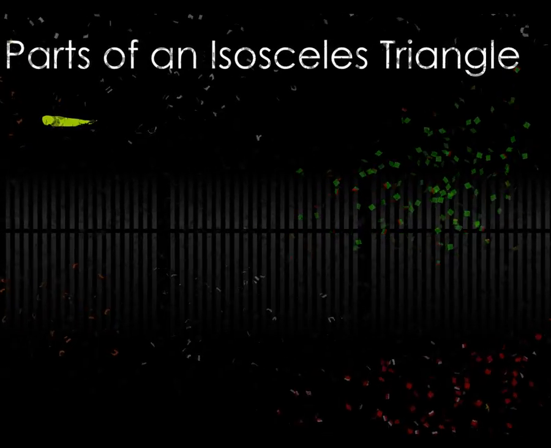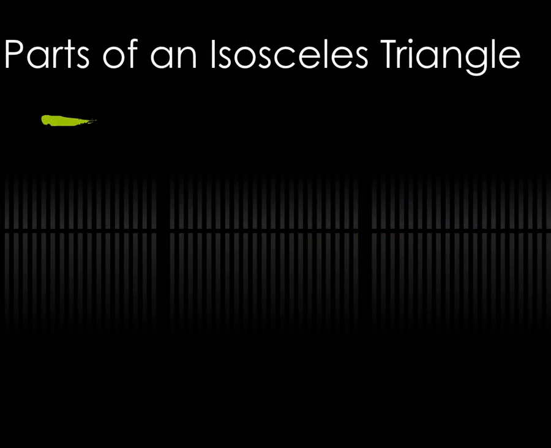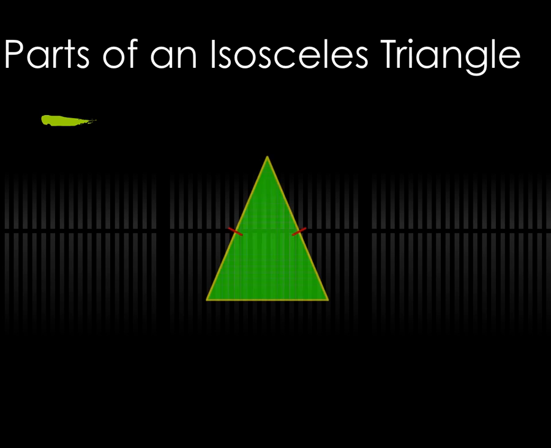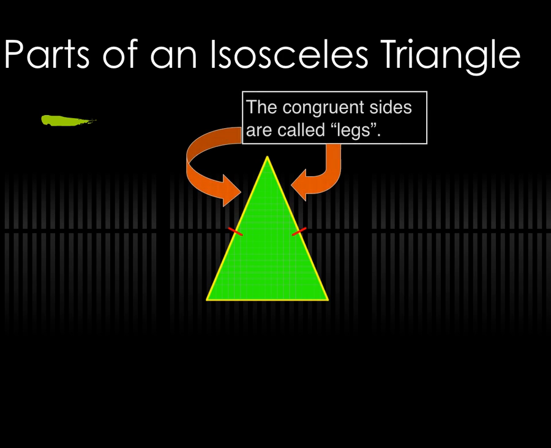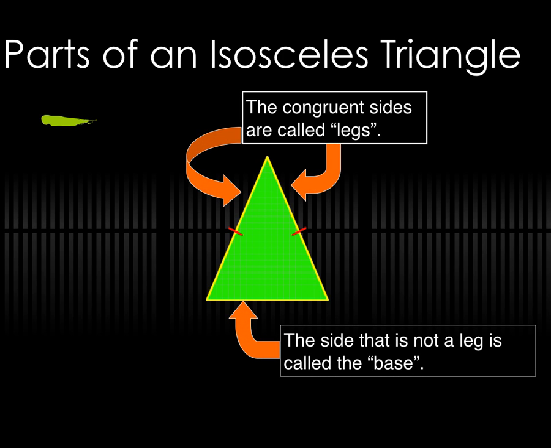Okay, back here. So we're going to spend some time talking specifically about an isosceles triangle. I have the generic isosceles triangle right there. 2 equal sides. It could have 3, but we're just going to look at this one that's got the 2. The two congruent sides are called legs. The non-congruent side is called the base.